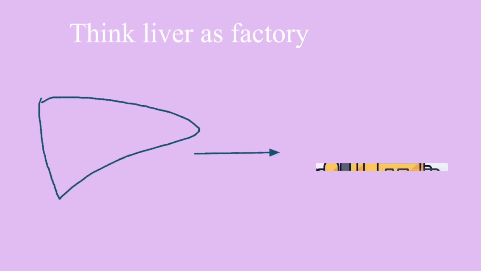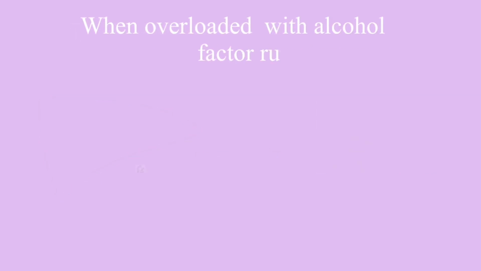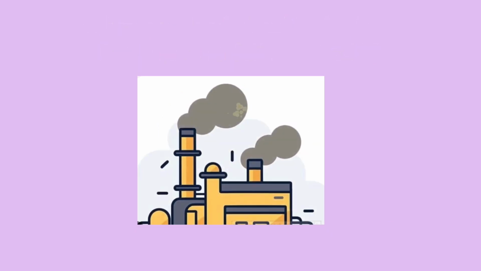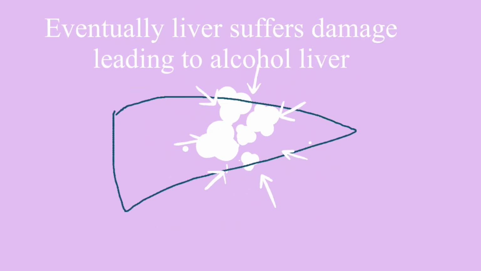Now, there are certain more ways that help you to remember the cause of alcoholic liver disease. For example, you just picture your liver as a hardworking factory that processes everything you consume. When we overload it with alcohol, it's like running the factory at full speed, 24/7. Eventually, the machine starts breaking down, and the factory, that is your liver, suffers damage leading to alcoholic liver disease.